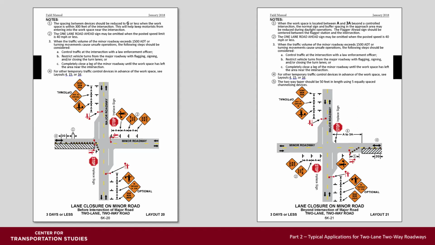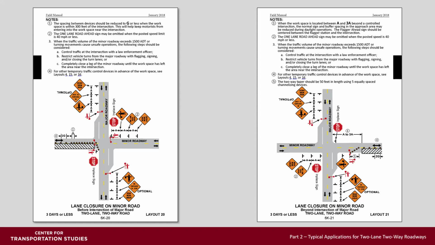When the traffic volume on the minor roadway exceeds 1,500 vehicles per day or turning movements cause unsafe operations, the following steps should be considered. Control traffic at the intersection with a law enforcement officer. Restrict vehicle turns from the major roadway when flagging and signing or closing the turn lanes. And completely close a leg of the minor roadway until the workspace has left the area, and detour that traffic.